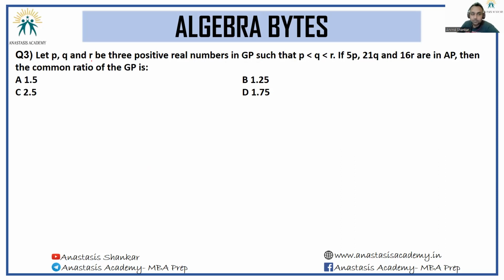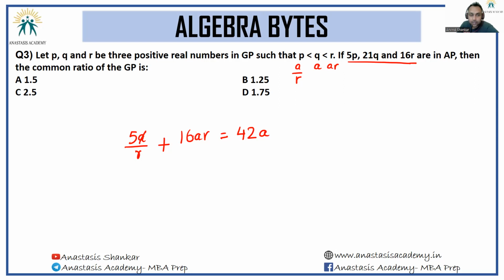Next, let P, Q, R be 3 positive real numbers in GP such that P is less than Q is less than R. If 5P, 21Q, and 16R are in AP, then the common ratio of the GP is. Okay, taking these three numbers as A/r, A, and Ar, these three numbers are in GP. Now, because these three numbers are in AP, 5A/r plus 16Ar should be equal to twice the middle term, so 42A.